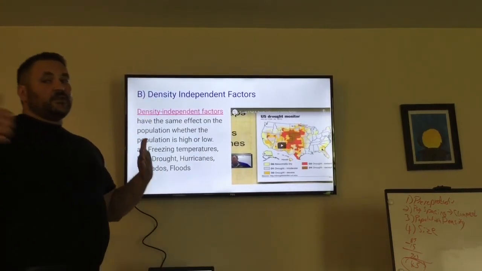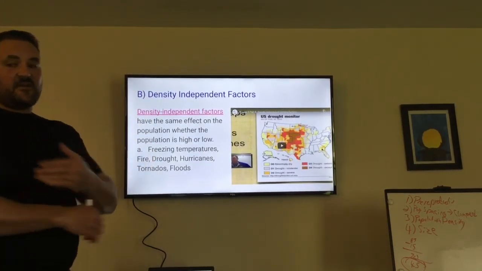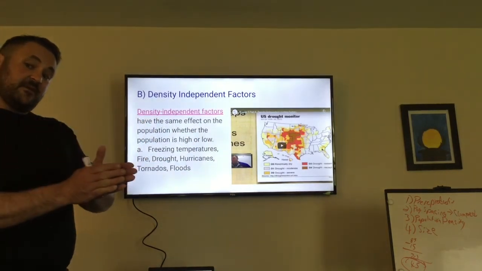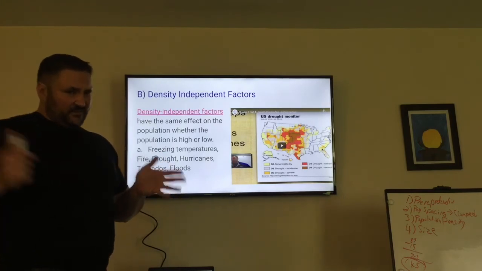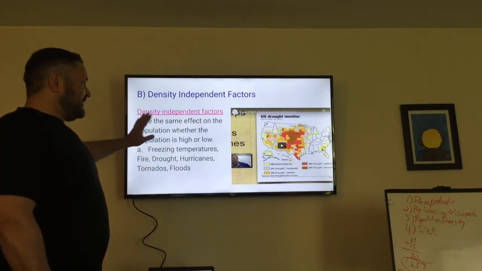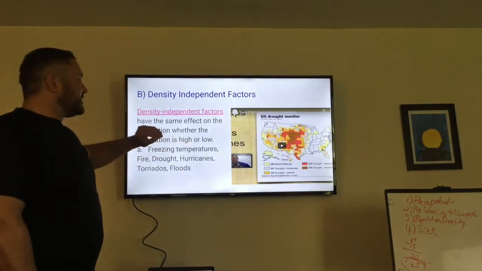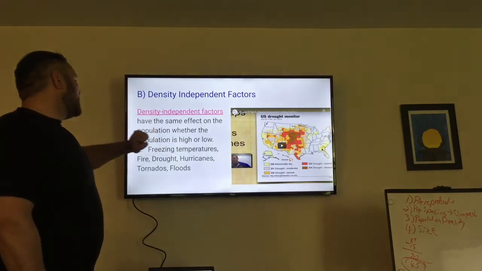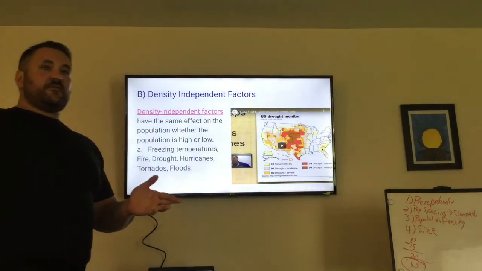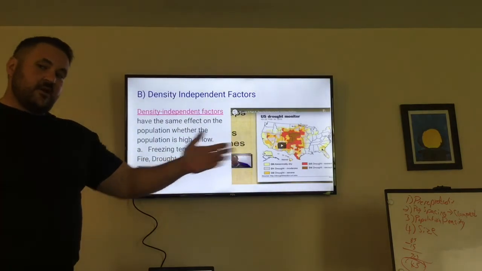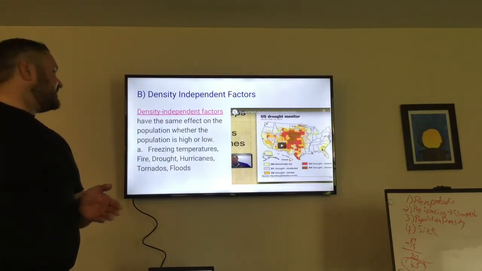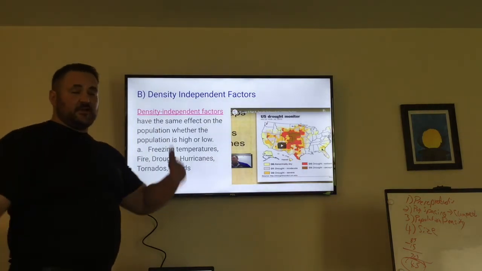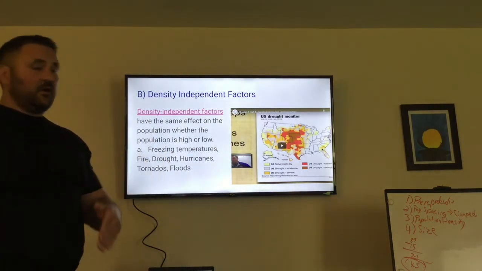Density-independent factors are a little easier. Density-independent factors affect everything, whether there's a high amount of density or a low amount. They're usually weather or catastrophes. So it could be a really bad blizzard, or it could be a really bad drought. A hurricane. A hurricane doesn't care if there's 7,000 trees there or 3 trees. When that hurricane blows through, it just knocks everything down in its path. Floods, tornadoes, all of these things are going to be involved.